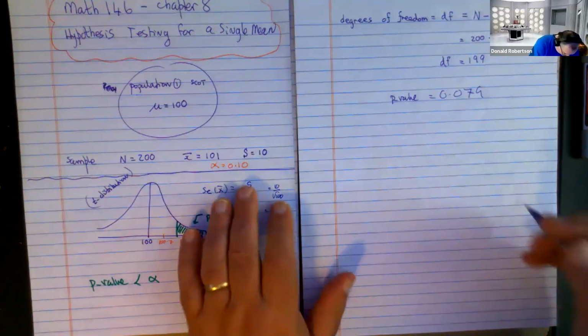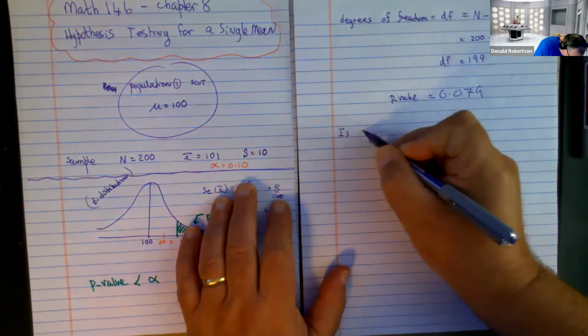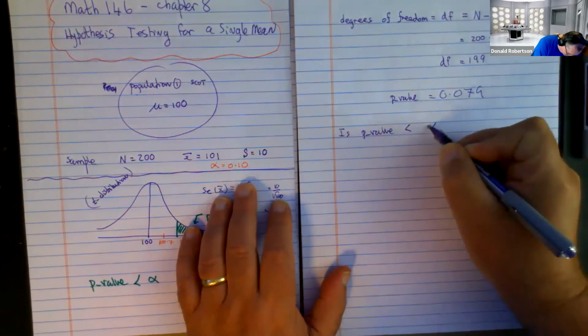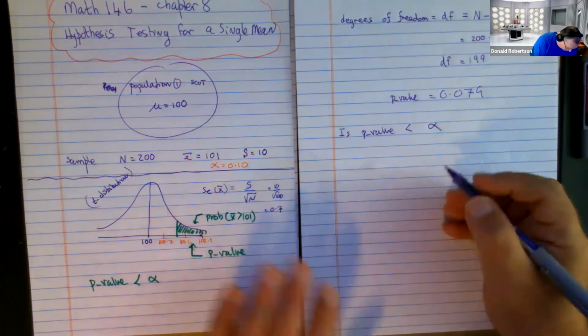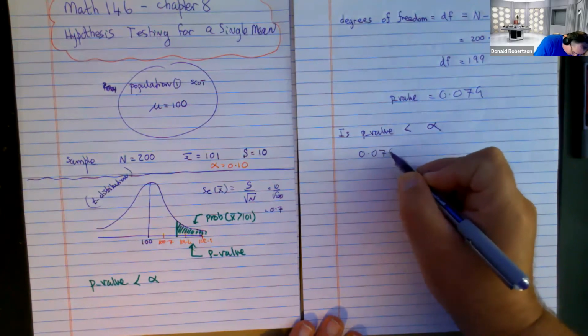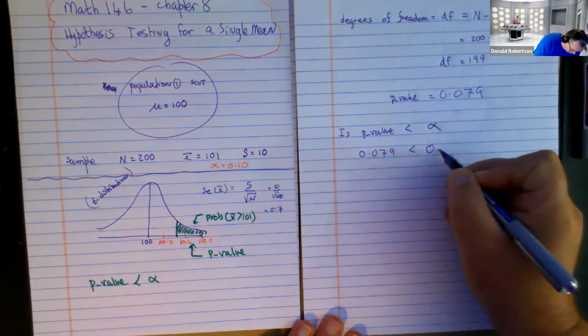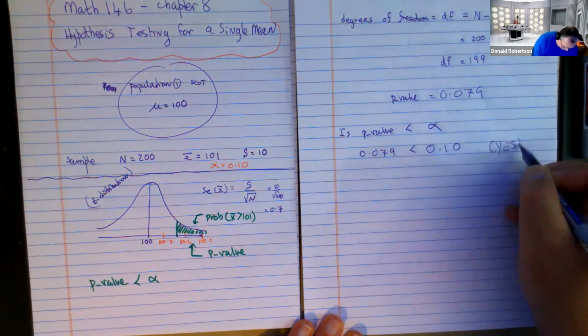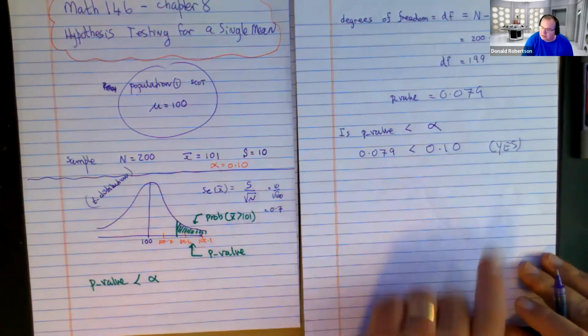So let me now return and see what we have. Is our p-value less than the significance level alpha, just like we did with the proportions? Is 0.079 less than 0.10? In this case, the answer is yes. We agree that's less than that.